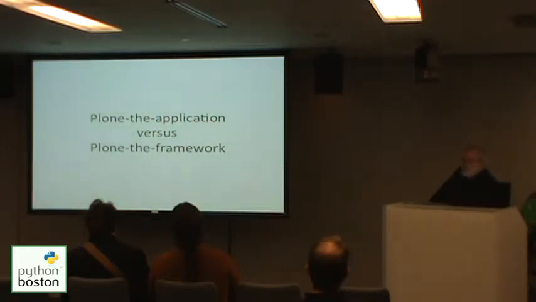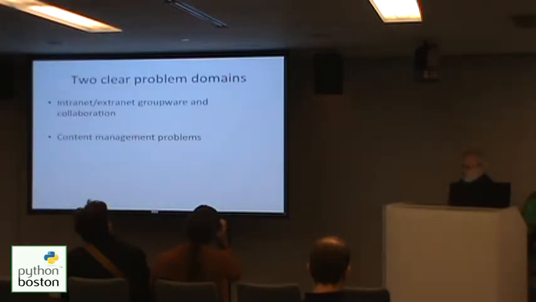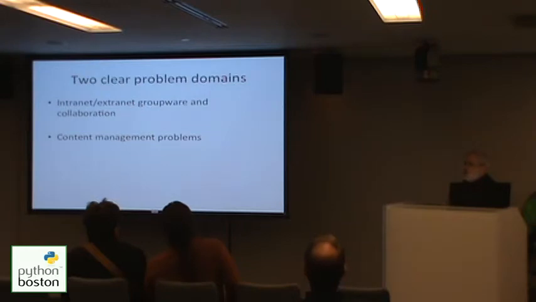It is primarily an application, but there's a huge number of people who make a lot of their income out of Plone the framework, because people need the application, but they need to build additional functionality. So there are two clear problem domains where this fits: intranet, extranet, groupware, and collaboration, and anything related to content management problems. It's a really good fit for that. If your application requires that, or at least a significant portion of your application requires that, it's worth considering this as a core for your application.